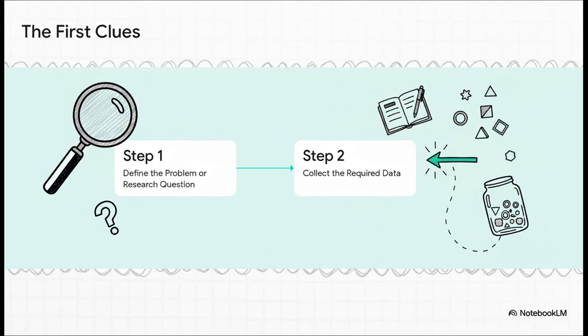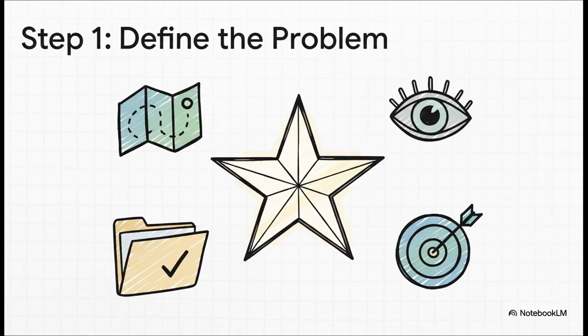So the investigation officially kicks off right here with two foundational steps. Step 1 is defining your mission. What exactly are you trying to solve? And step 2 is gathering your clues, the data you're going to use to solve it. Now, step 1 is probably the single most important part of this entire process: defining the problem. This question becomes your North Star for the whole investigation. It's what keeps you from getting lost, from collecting a bunch of irrelevant clues, and it makes sure you're focused on solving the right mystery from the very beginning.